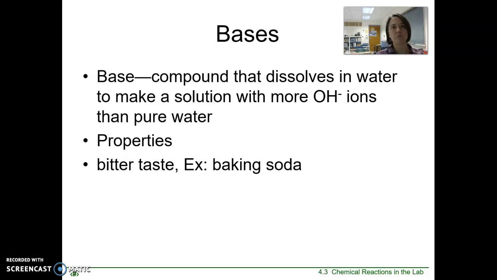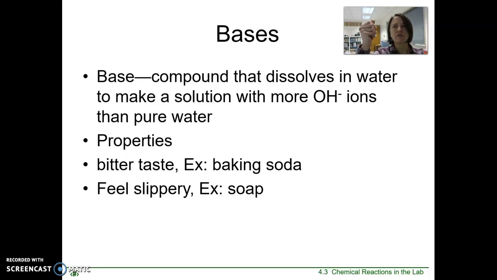So what are the properties of bases? Bases taste bitter, like baking soda. If you've ever tasted baking soda, it is bitter. Or soap, if you've ever had your mouth washed out with soap, it doesn't taste very good and it is bitter. So bases also feel slippery. So if you have some soap or another base on your hand, it will feel slippery.